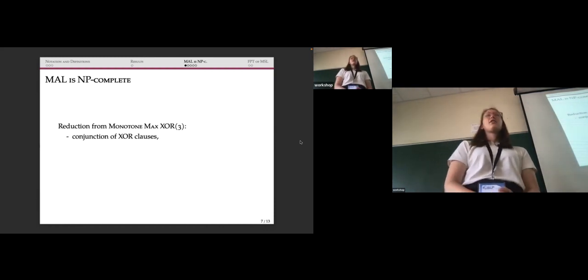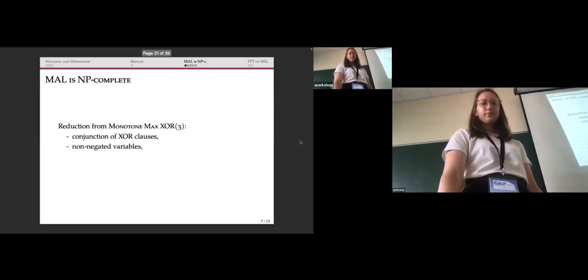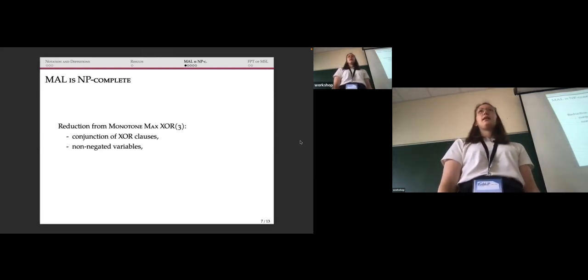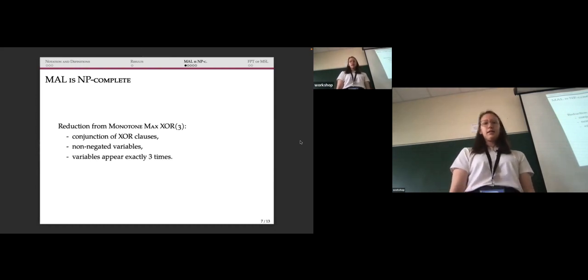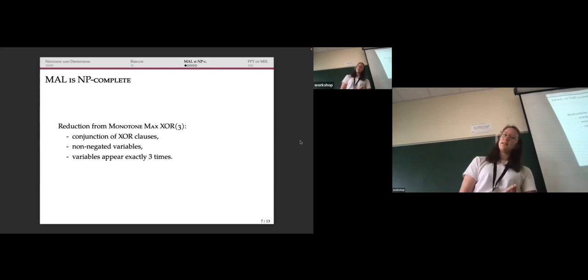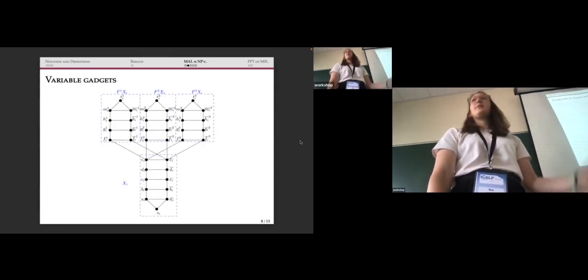We have a conjunction of XOR clauses. So the clause is satisfied when two literals are not the same. All variables have to be non-negated, and each variable appears exactly three times. And because it's a maximization problem, you want to find an assignment that satisfies the most clauses. And that problem is NP-hard, of course.